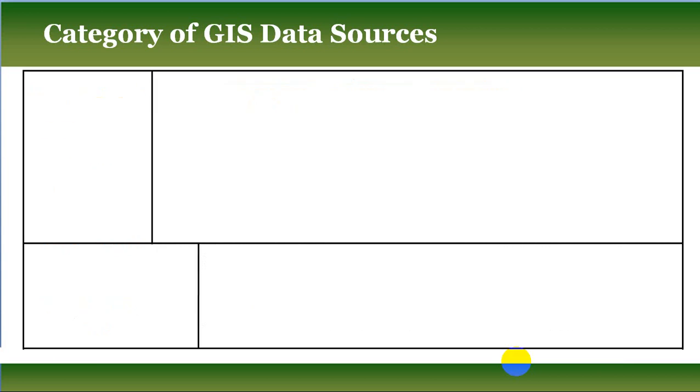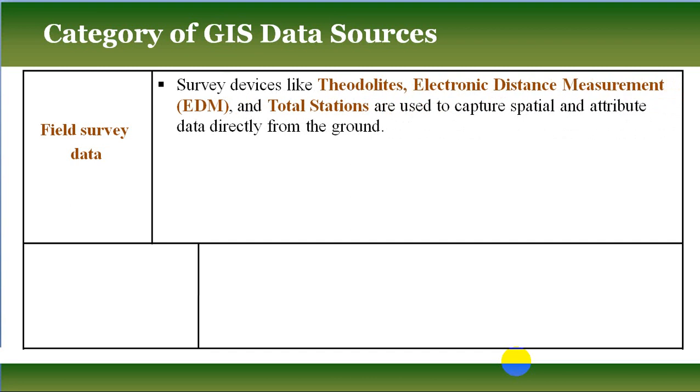Or maybe an alternative approach is there. If you do not find any existing GIS data, then you have to perform a field survey with the help of survey instruments like theodolites, total station, electronic distance measurement tools. You can directly capture spatial and attribute data from the ground, directly from the field. But in this case, you have to take the help of survey instruments, something like this.